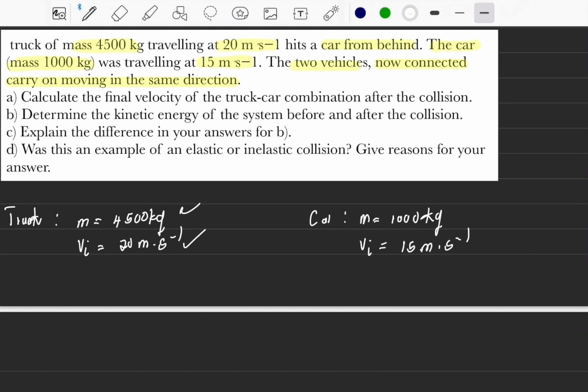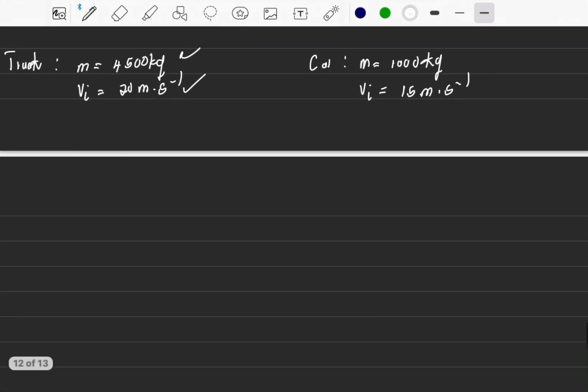To use the momentum formulas. So without any waste of time, let's get right into it. So we are going to say the initial total momentum is equal to the final total momentum. If you do not know how to calculate the total momentum of a system, please refer to the previous videos on this channel.